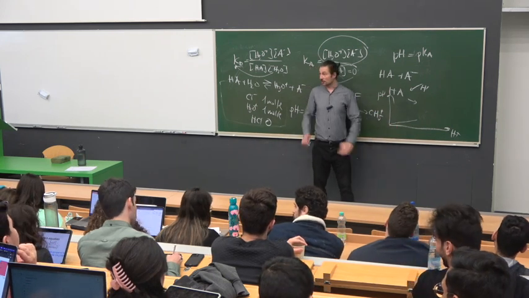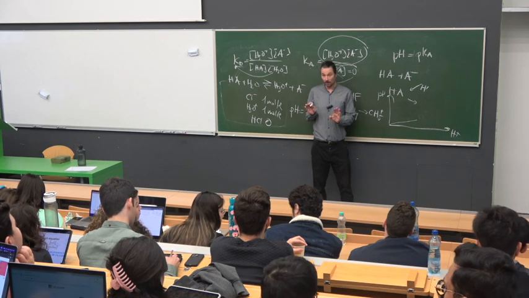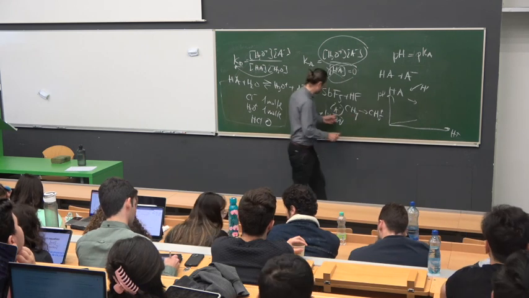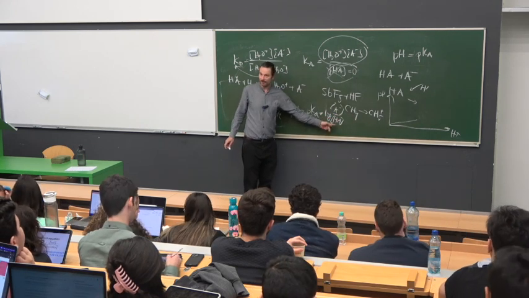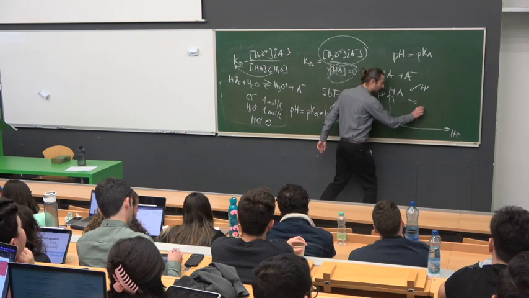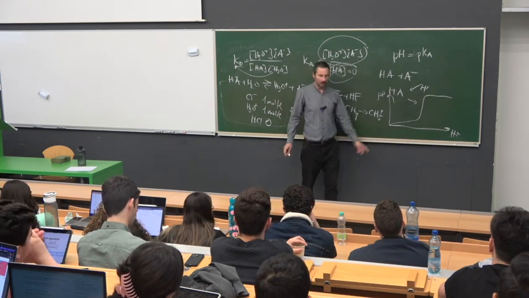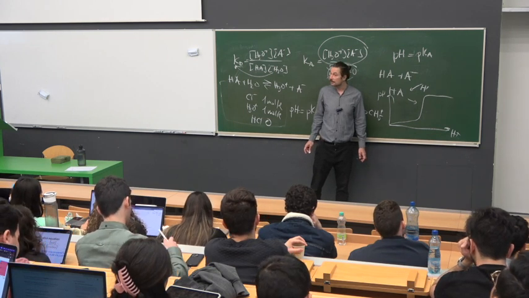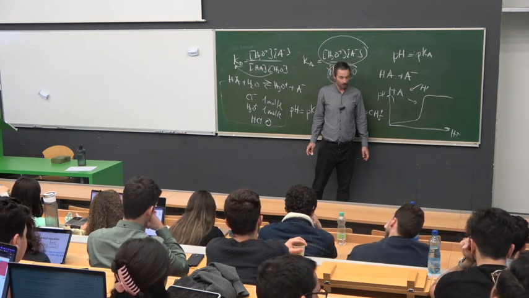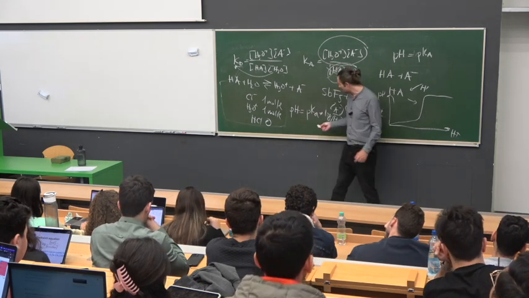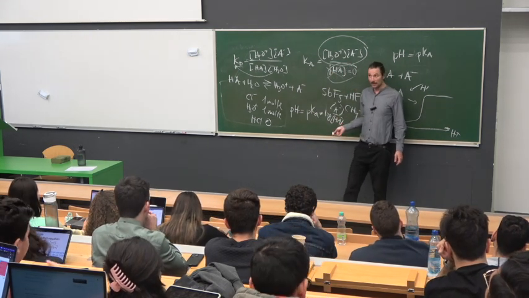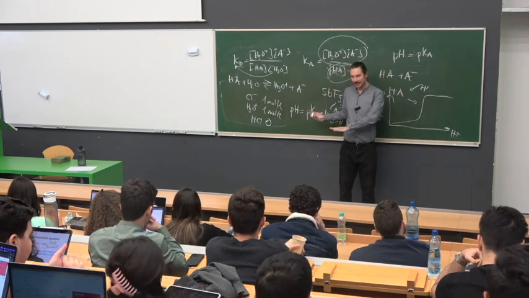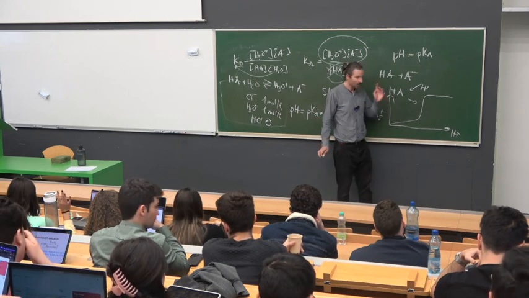So it's not that the buffer will stop any changes in pH. It will not. It will only slow them down. And at some point, once you have protonated enough of these molecules, the pH will just shoot up. Basically, it's how many of these molecules are already protonated, and once enough of them are protonated, they won't be able to protonate anymore. But it's an equilibrium thing based on the equilibrium constant. All right.